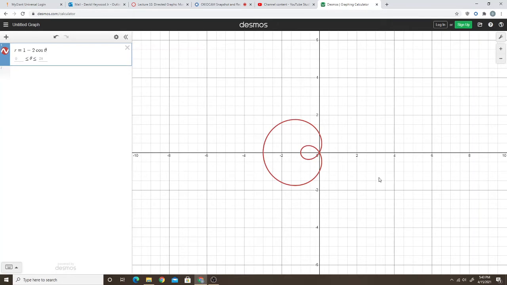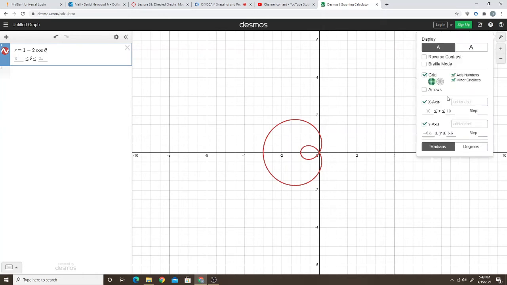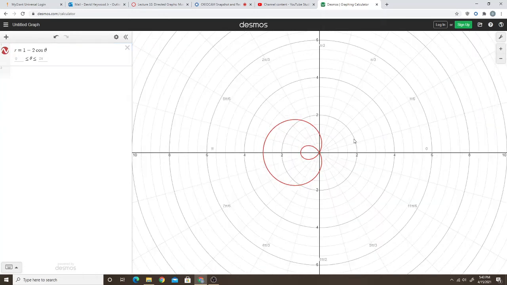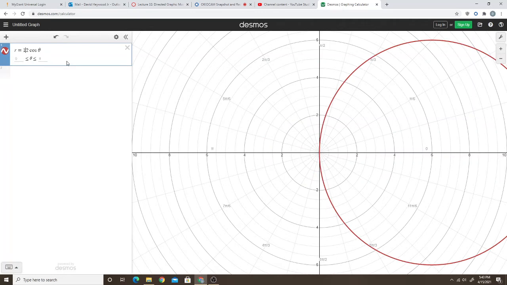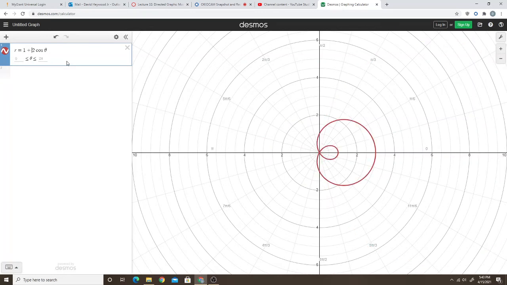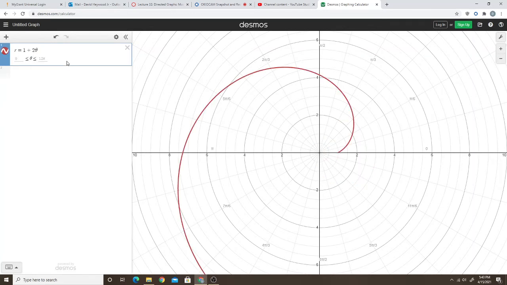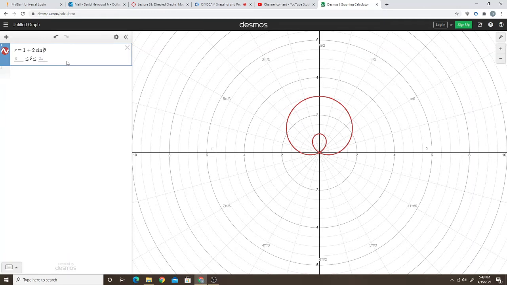Now, if you want to switch the axis system to polar, click on the little wrench, and then click on that, and there you go. Right? So beautiful. Change it to plus and watch what happens. See? It just switches around. Change this cosine to a sine, and it goes up, right? And change it to a minus, and it'll point downwards.